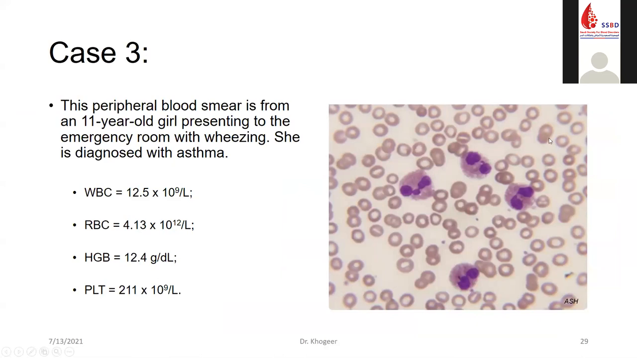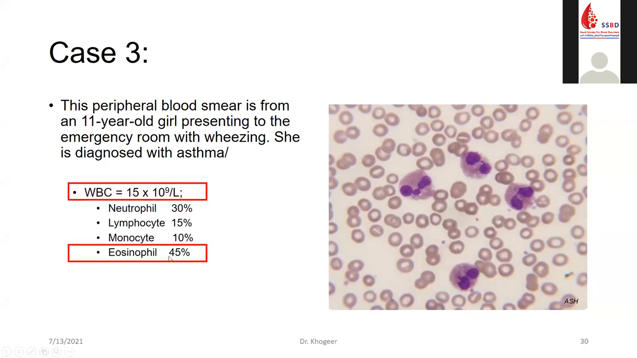Case three. This peripheral blood smear is from an 11-year-old girl presenting to the emergency room with wheezing, and she is diagnosed with asthma. Her CBC showed a high white blood cell count, and as you can appreciate here, eosinophils. Her peripheral blood shows a lot of eosinophils because the leukocytosis is characterized by increased eosinophils.